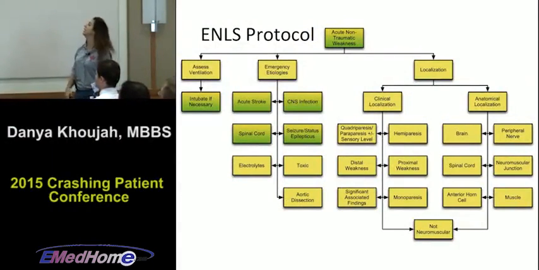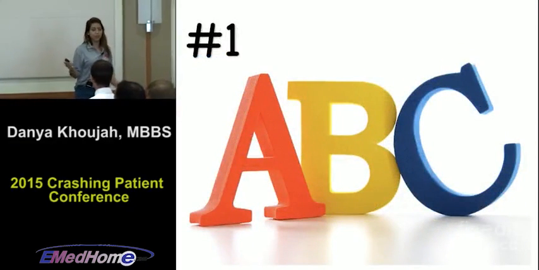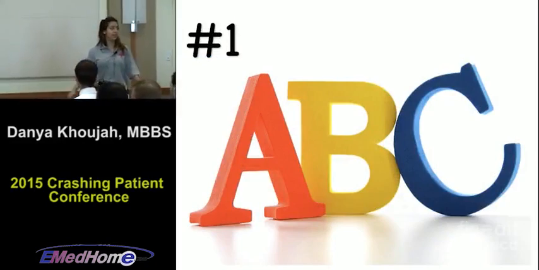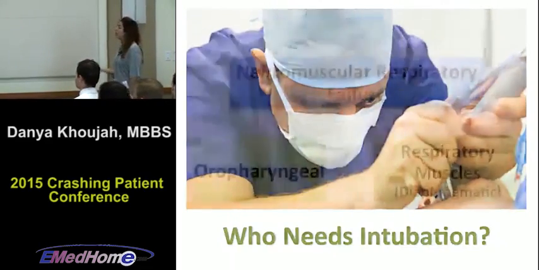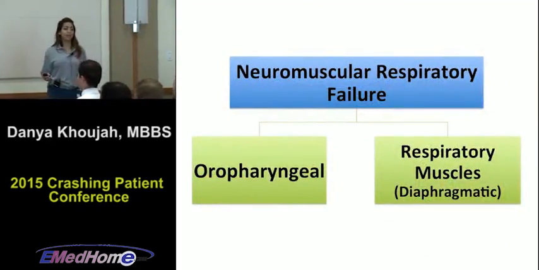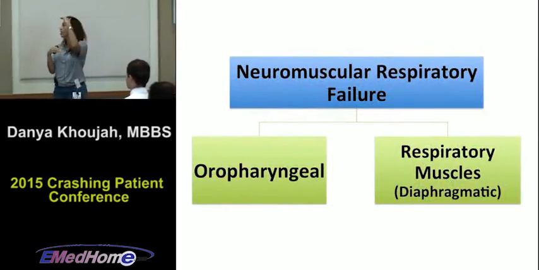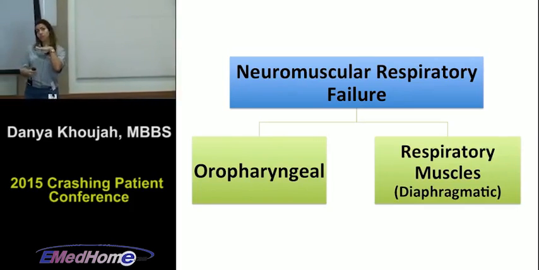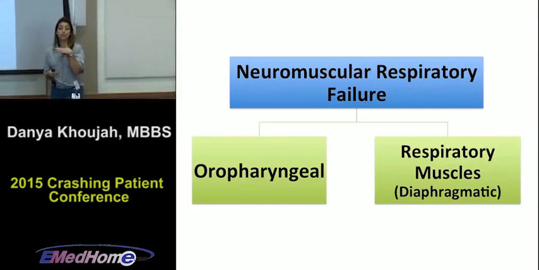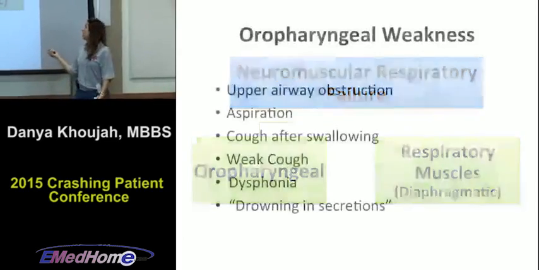Where's my pointer? All right. So airway, breathing, circulation. We're pretty good at it. We've said that in every single lecture today. So how are you going to figure out who needs to be intubated? When a person comes in with neuromuscular respiratory failure, the muscle weakness can be either up here in the oropharyngeal area, or it can be down here in the respiratory muscles. The diaphragm is the driving force for around 2/3 of our respiratory effort, and then you add the intercostals into that. So that's a pretty big chunk.